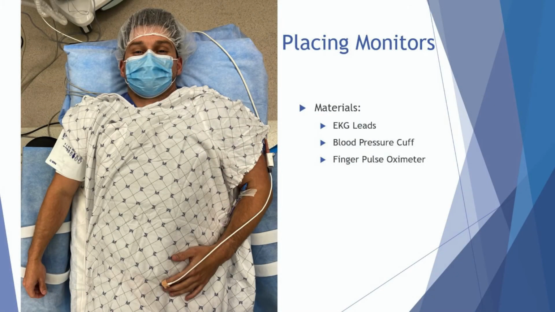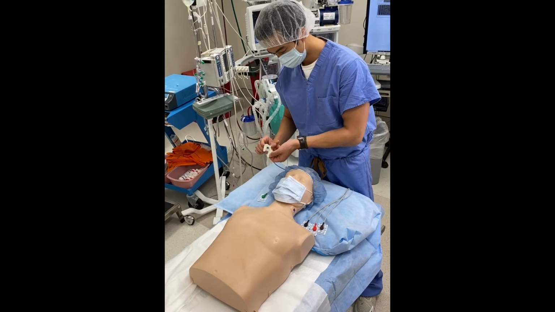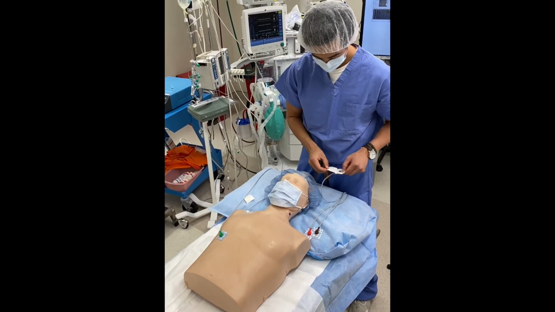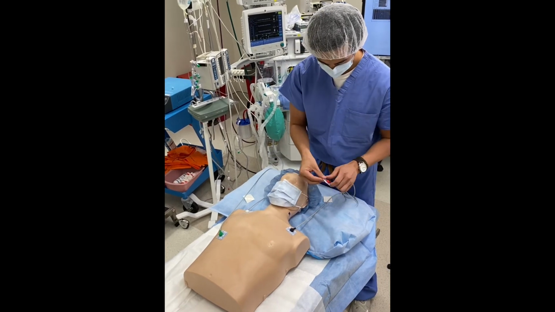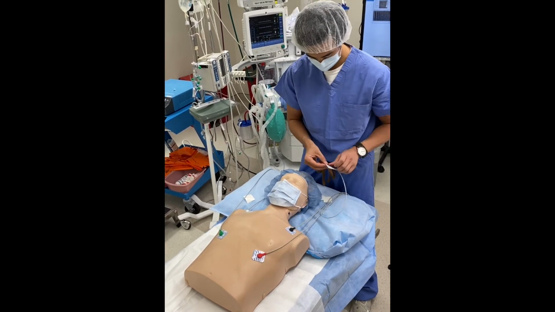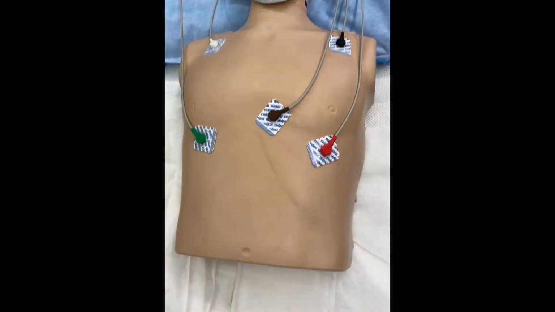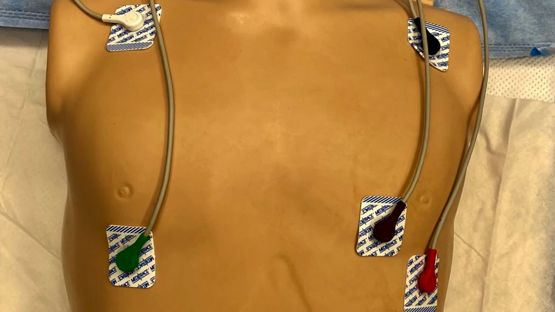Now we'll focus on getting a patient ready for the induction of anesthesia, and this includes placing our ASA required monitors, which include EKG leads, a blood pressure cuff, and pulse oximeter. At Georgetown, our intraoperative monitoring consists of a 5-lead EKG, right arm, right leg, left leg, and 1 precordial lead V5. These are color-coded white, black, green, red, and brown, respectively.